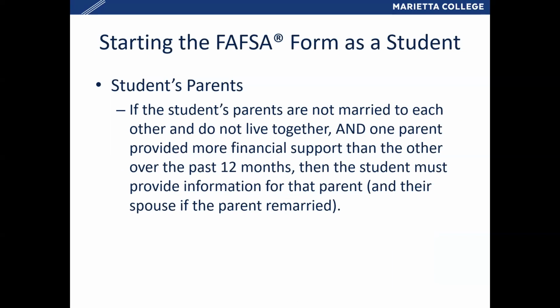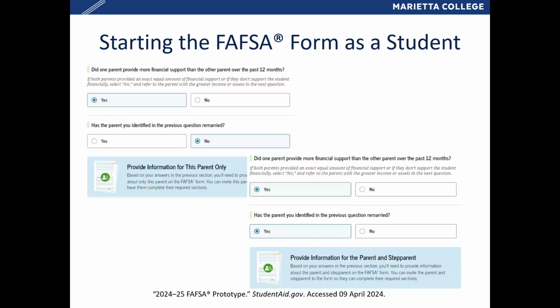If the student's parents are not married to each other and do not live together, and one parent provided more financial support than the other over the past 12 months, so the 12 months prior to filling out the form, then the student must provide information for that parent that has provided the most financial support, and also that parent's spouse if that parent remarried. And here's an example of what those screens will look like if a student fits in that situation.